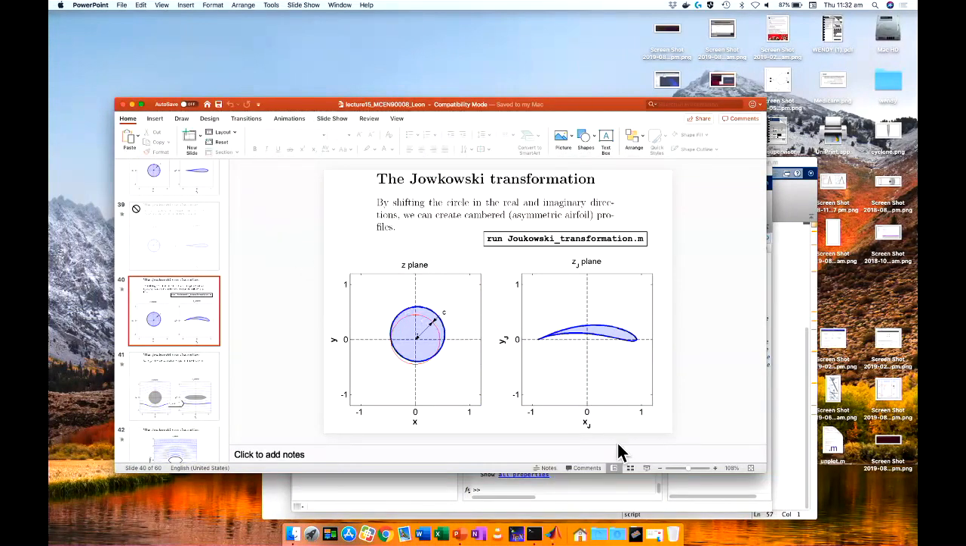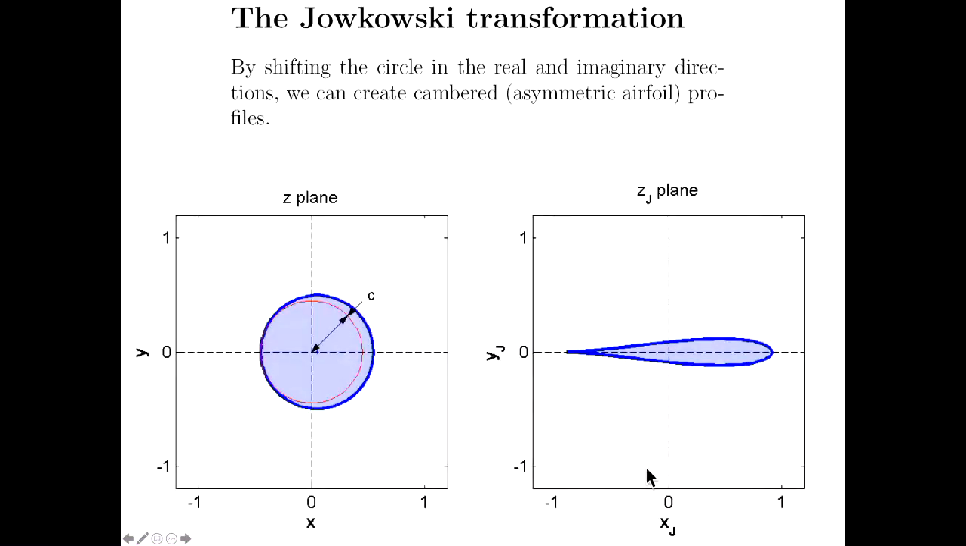So the Joukowski transformation is just very simple, right? The maths is not too difficult. It's just z plus c squared over z. But you can see that it gives you a really, really nice result, especially for us who want to figure out the forces around an airfoil.